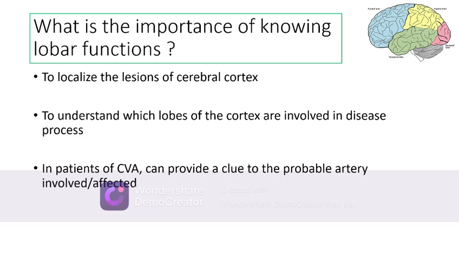This is because the different arteries that are supplying the brain have a particular vascular territory. And whenever any artery gets affected, then the functions of the cerebral cortex in the region of the vascular territory also get involved. And therefore, they can help you to localize which particular artery is involved in the patient.